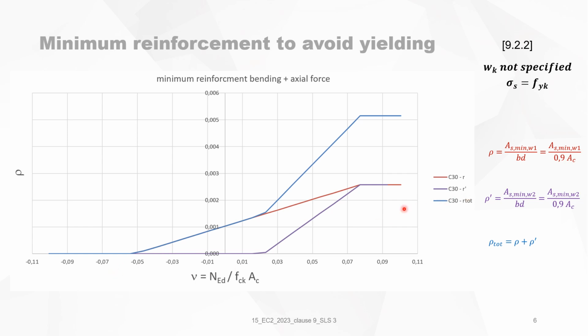Now, the red curve here is the curve of the graph that gives you the minimum reinforcement ratio at the most tension side, which is this one. And at the least tension side is the purple one. And the sum of the two is the blue one. So we see that at a certain point they come together and the minimum reinforcement is 0. The total minimum reinforcement is 0.